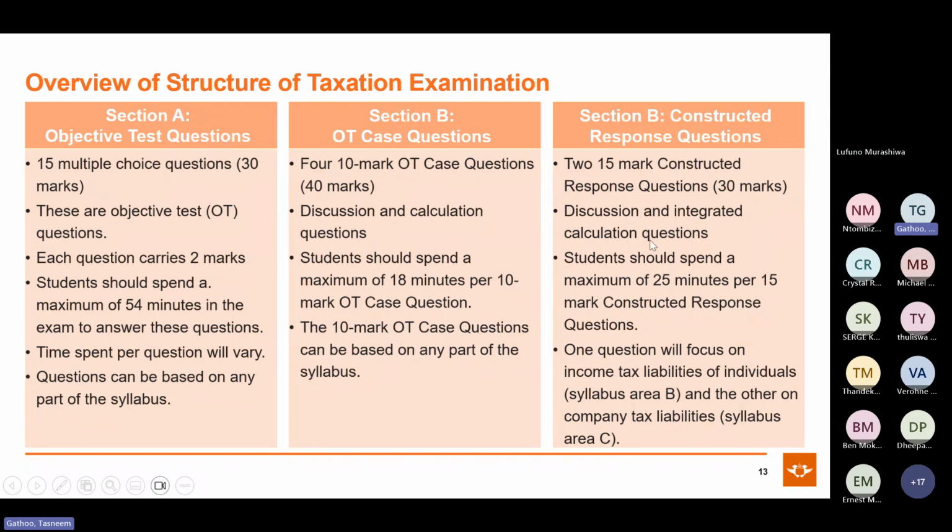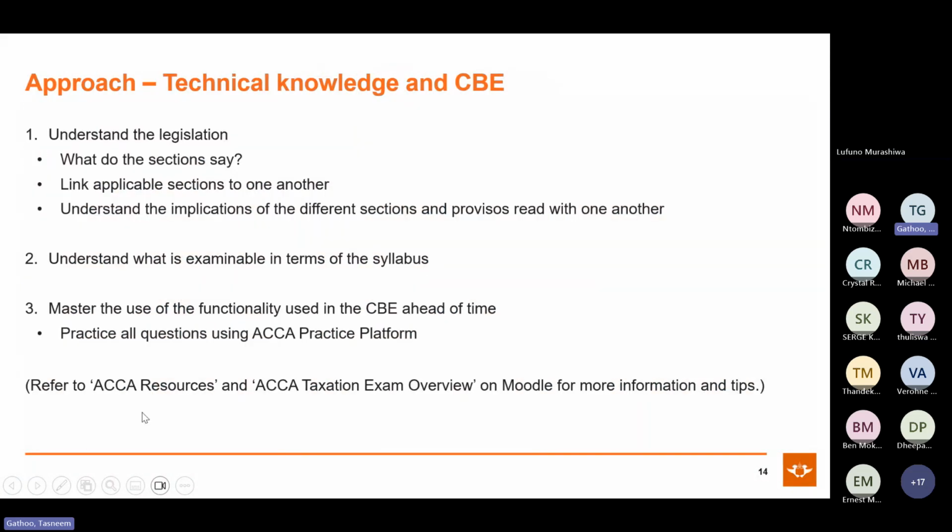Regarding discussion, especially on the section B questions, there will be some discussion questions, but the majority of it will be calculation-based questions. Now, how do you approach tax? We've spoken about it, and it brings us back to what we are doing today. Like I said last week, we looked more at the theory of it. Now we need to link it into what happens in practice.